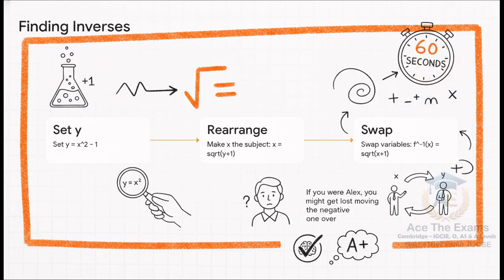If you were Alex, you might get totally lost moving the -1 over, maybe messing up the signs. But by using our clear 3-step system, you just perform the inverse operations methodically. Add 1 to both sides, then take the square root. It is clean, it is logical, and it guarantees that the examiner can follow your exact train of thought to award you all those juicy method marks.